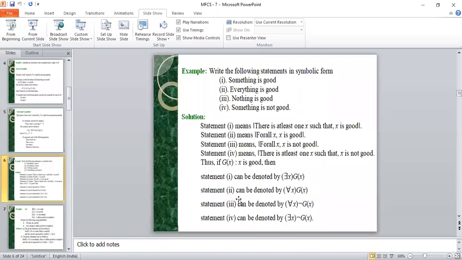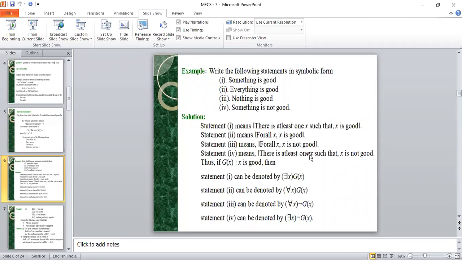In the second statement, for all x, the symbol is the universal quantifier, so for all x, G of x. Next, statement 3 can be denoted by: there is at least one x such that x is not good. Sorry, third statement: for all x is not good. For all x means the universal quantifier, so universal quantifier for all x.